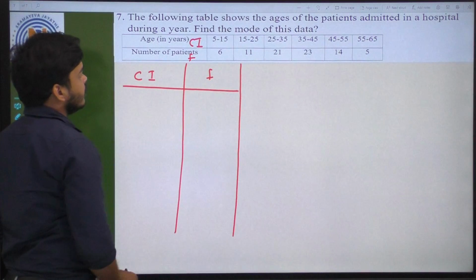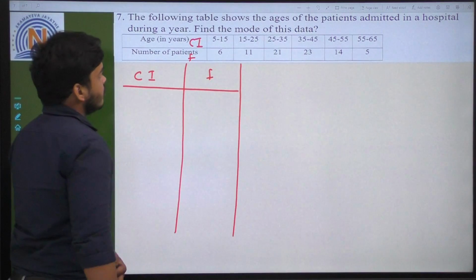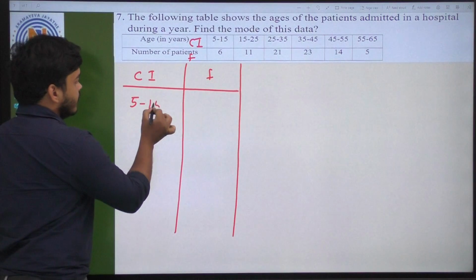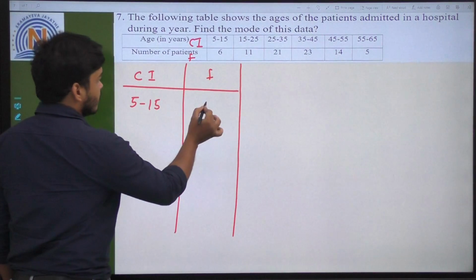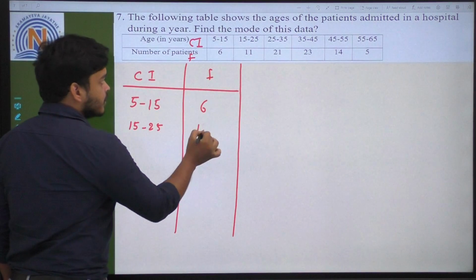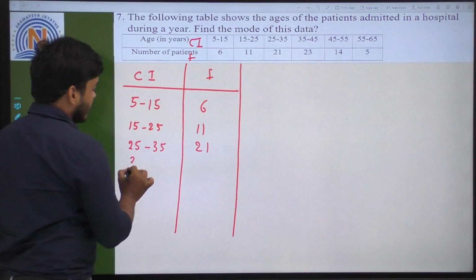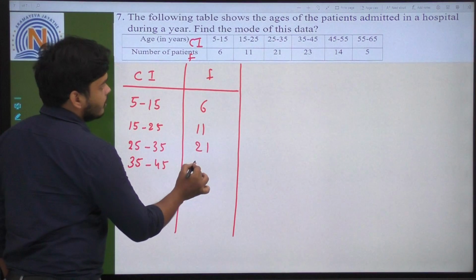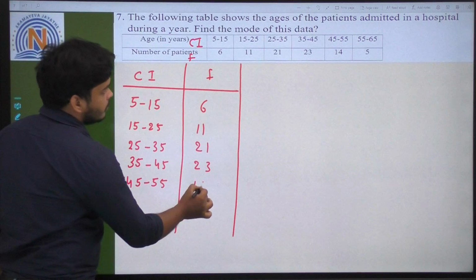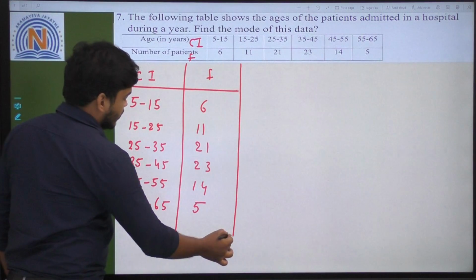The patients admitted in the age of 5 to 15, how many patients are there? 6 members. And 15 to 25 years, 11 members are there, 25 to 35, 21 members are there, 35 to 45, 23 members are there, 45 to 55, 14 members are there, and 55 to 65, 5 members are there.